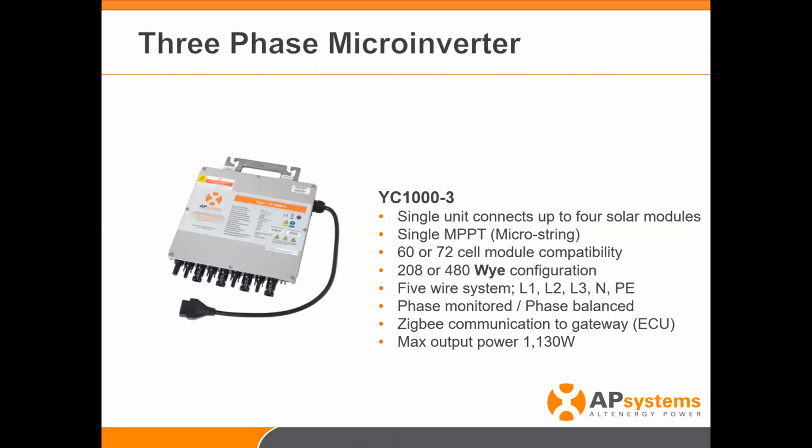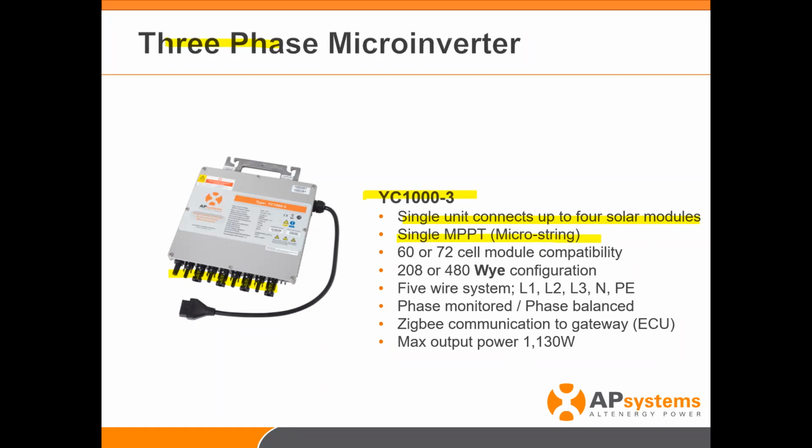Moving on to our commercial product, the 3-phase microinverter. This is called the YC1000. The YC1000, again, is a single unit that connects up to 4 modules. One thing that's important to recognize is that right here are the inputs. It is a single MPPT, or a micro string, if you will. Again, 60 or 72 cell module compatibility.